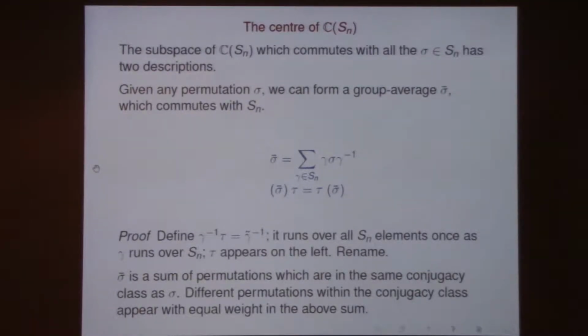So this is one pedagogical bit in my talk. How do you prove this? You put a tau here, and then you have a gamma inverse tau. You call it gamma tilde inverse. You observe that as gamma runs over all permutations once, gamma tilde inverse likewise runs over all permutations once. And if you write all these things in terms of gamma tilde, then the tau appears on the other side. But because both gamma and gamma tilde are running over permutations once, you can rename it, and therefore what you're left with is the same thing, sigma bar, with a tau on the left.